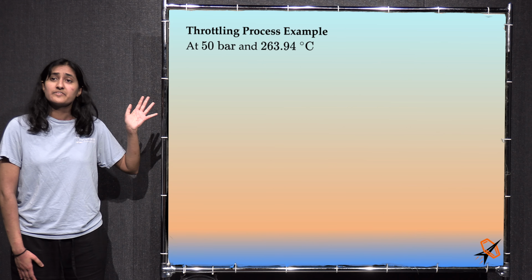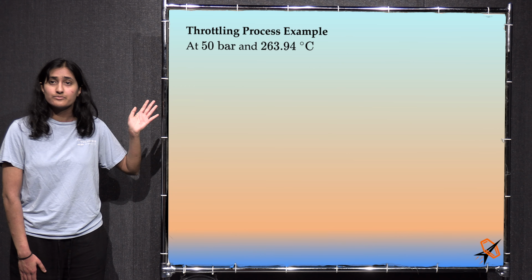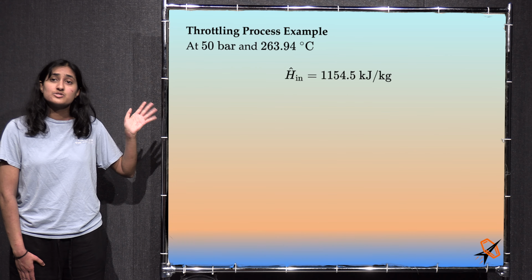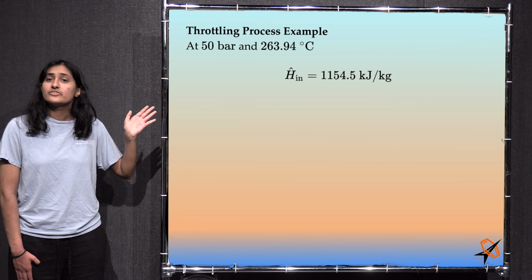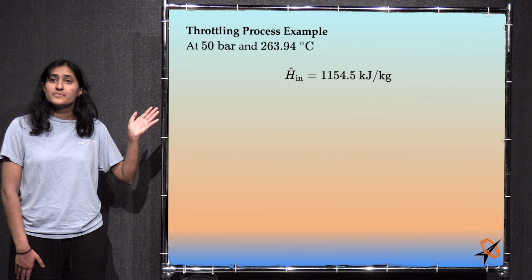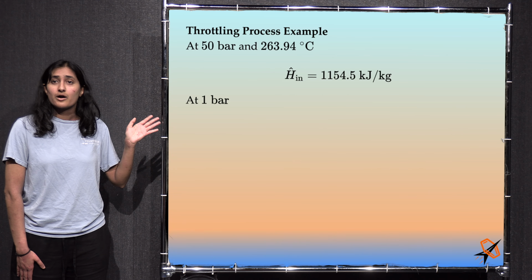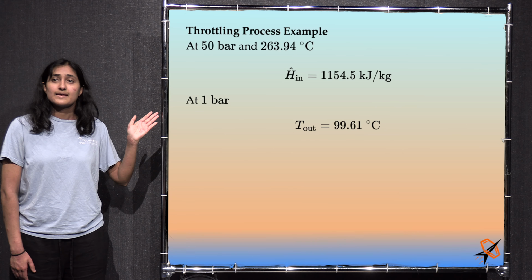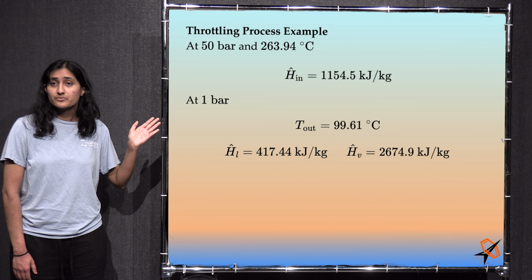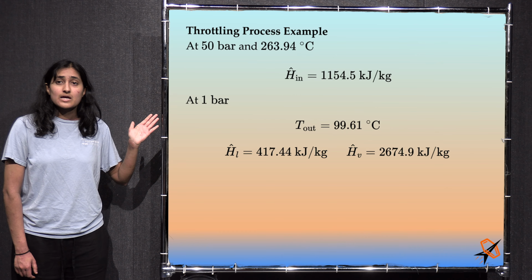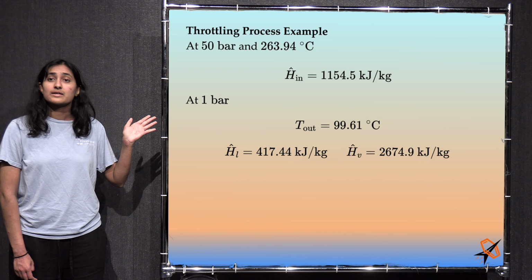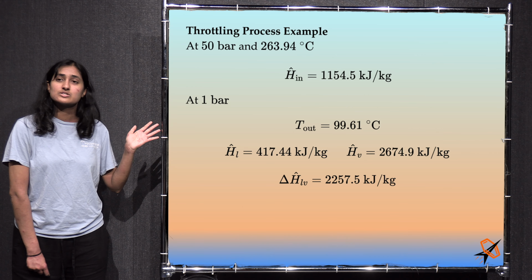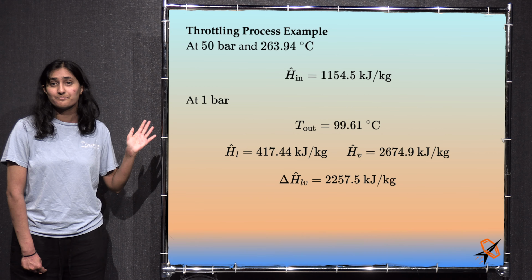Looking up in the steam table at 50 bar and at 263.94 degrees Celsius, we find that H hat in is equal to the H hat of the liquid in the two-phase region, and has a value of 1154.5 kilojoules per kilogram. We then look in the steam table at 1 bar, which is our final pressure. The temperature out is 99.61 degrees Celsius. H hat of the liquid is 417.44 kilojoules per kilogram, and the H hat of the vapor is 2674.9 kilojoules per kilogram. Just for fun, we'll notice that the enthalpy of evaporation is 2257.5 kilojoules per kilogram.